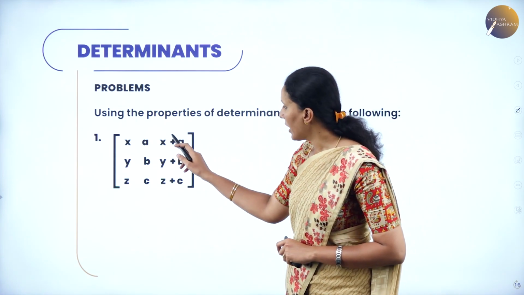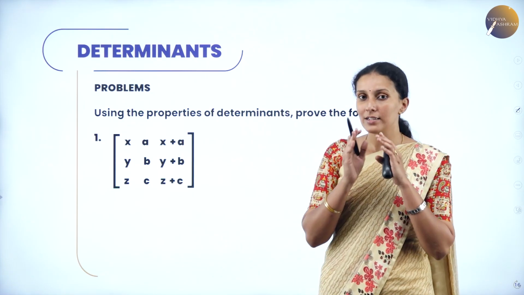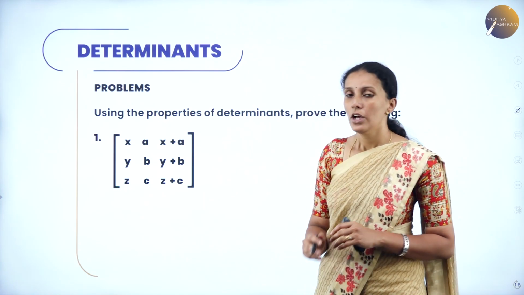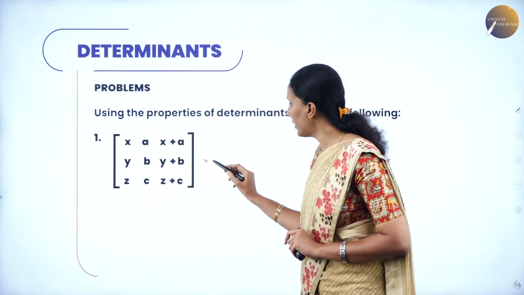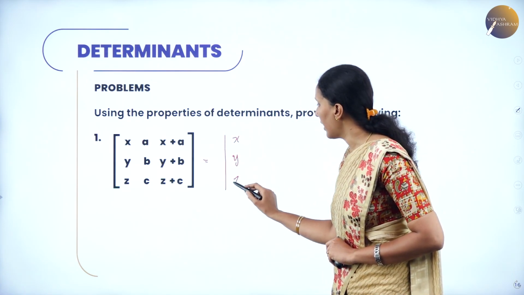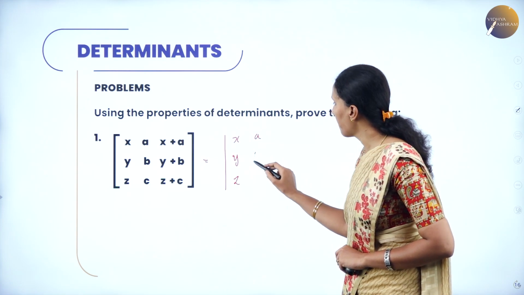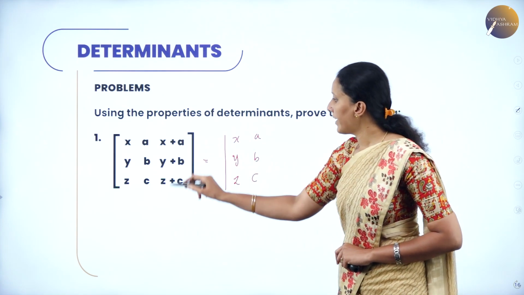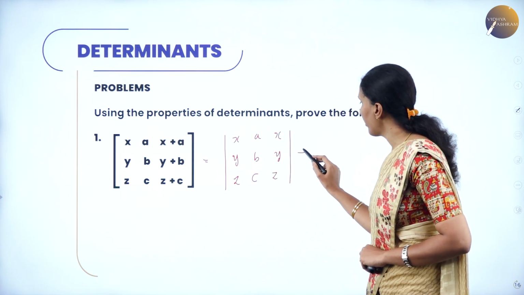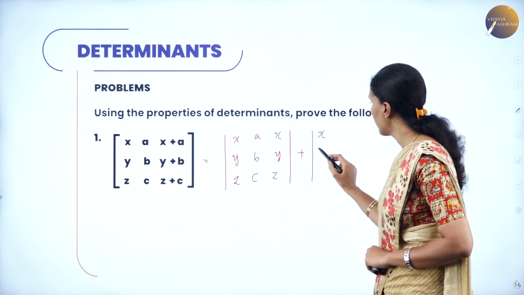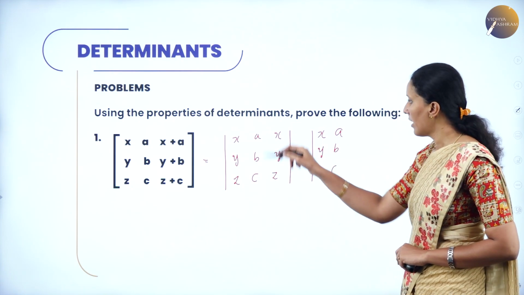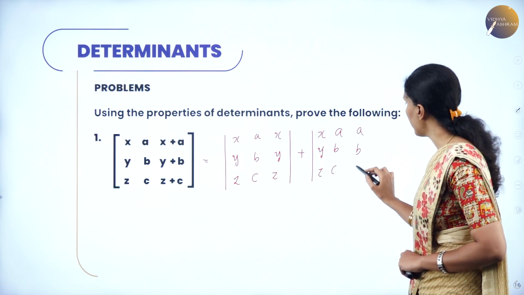So whenever you have any one column or any one row as a sum of two elements, then we can split the matrices. So here the matrix is given. Let us write this in the form of the determinant. So the determinant is x, y and z, and here it is a, b, c. Next let us split this x, y, z. We can also write one more determinant, that is x, y, z. Next here we have a, b, c, and again we are left with a, b, c.